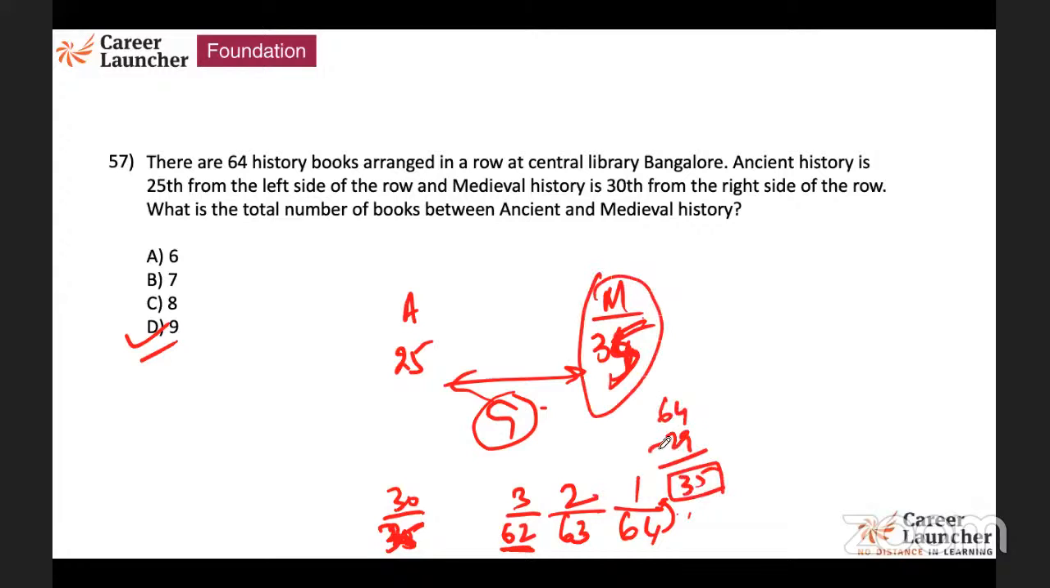Of books, there are 9 books in between. Yes, Disha, you're right. Absolutely right. 9 books is the correct answer. But the only thing is, this is 35, this is 25. That's all.